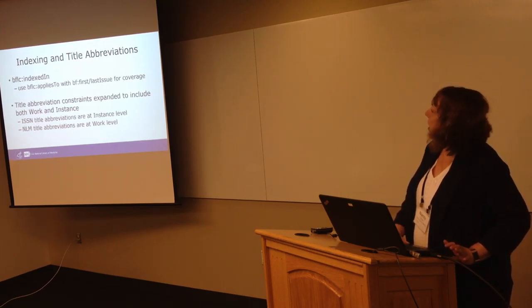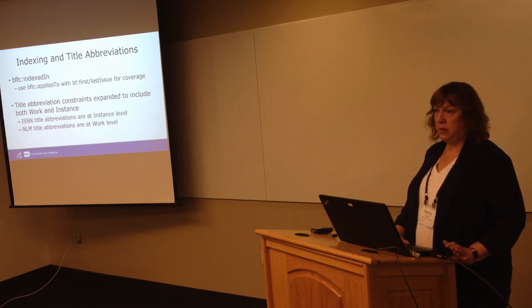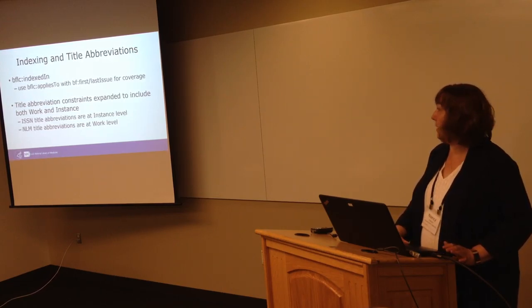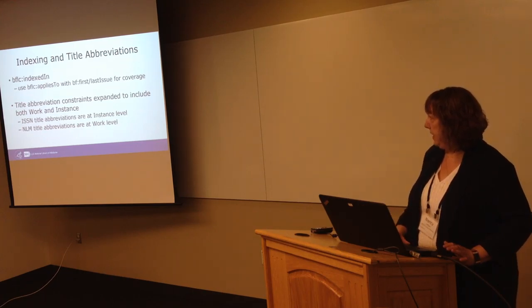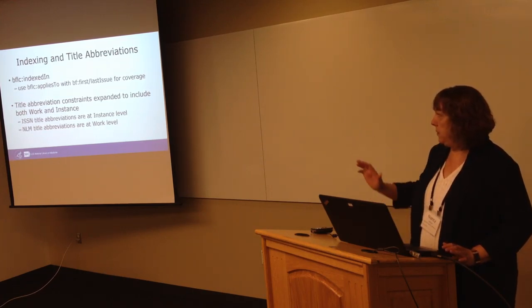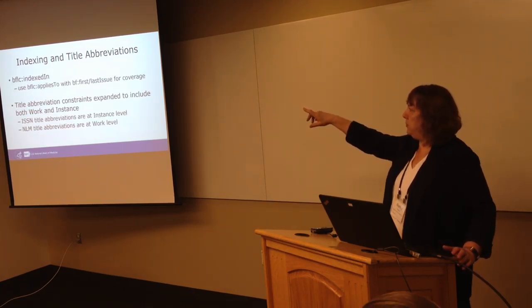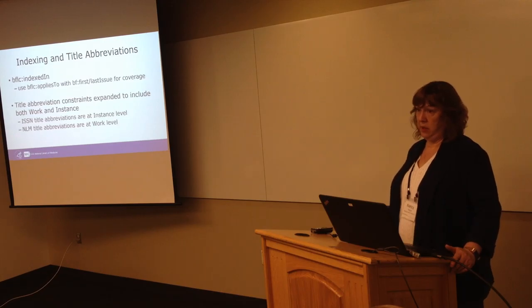The other issue that we have is indexing, because we want to also be able to offer coverage for indexing. Something is indexed in something, and what volumes and issues are indexed by that entity. And again, we also want to be able to use first and last issue for that. And again, what we found in BibFrame was that LC has extended properties that will help us. So indexed in and applies to, again, we can use.